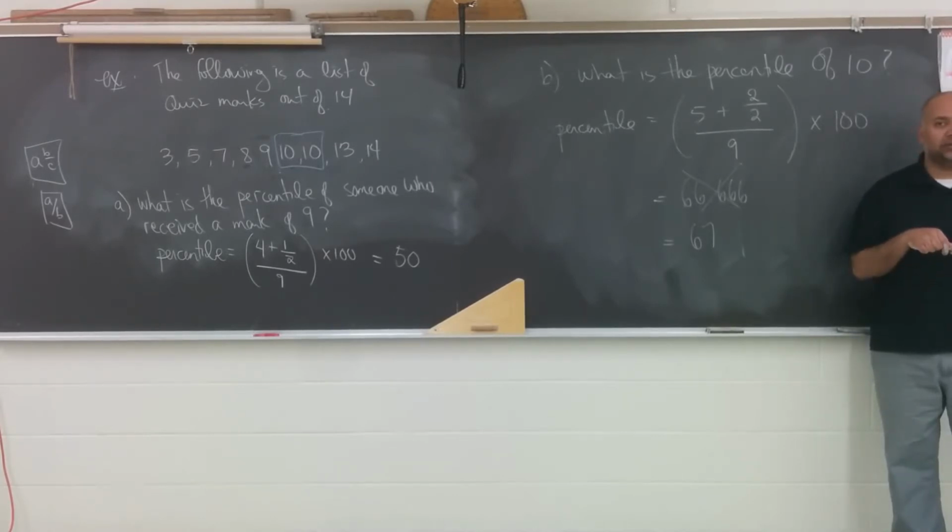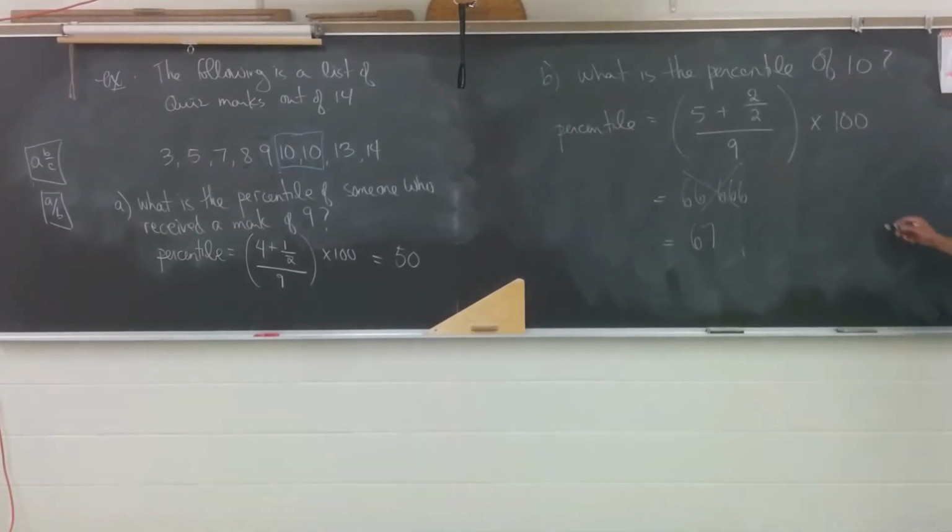Questions before we continue? If it's like 66.4, you round it up to 67. Always round it up. Doesn't make a difference what that decimal is, always round it up.